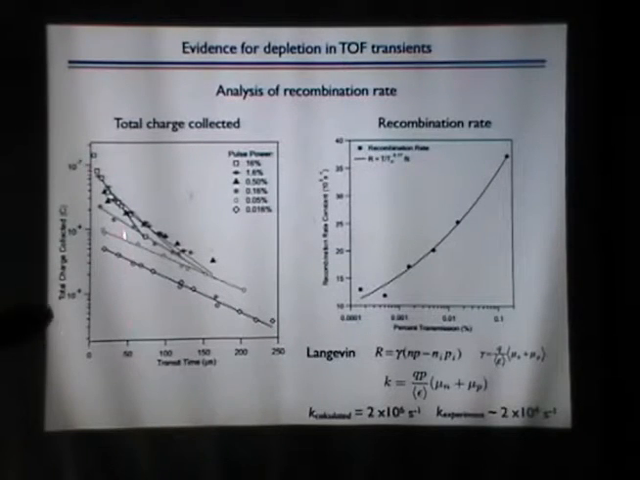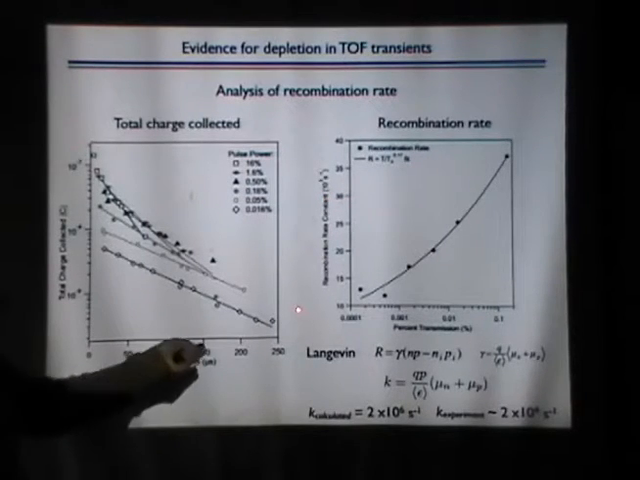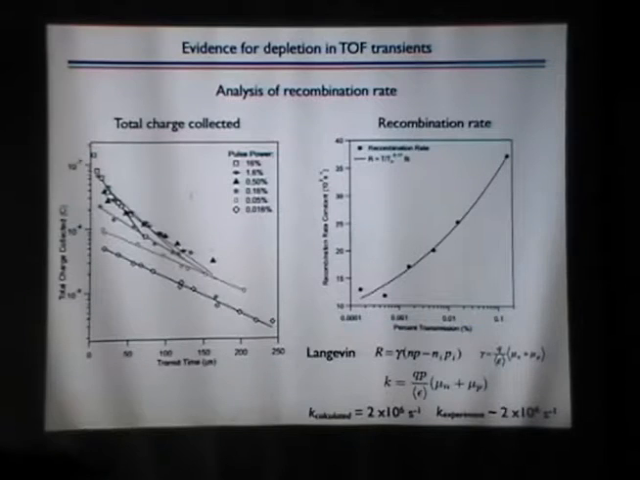So we can look at those slopes and get a measure for the recombination rate, and that's what Anthony Morpher had done. So here is the recombination rate. This is in units of 10 to the third per second. So this would be 30,000 recombination events per second, for instance. And then this is percent transmission, or a measure of the carrier density in the film.